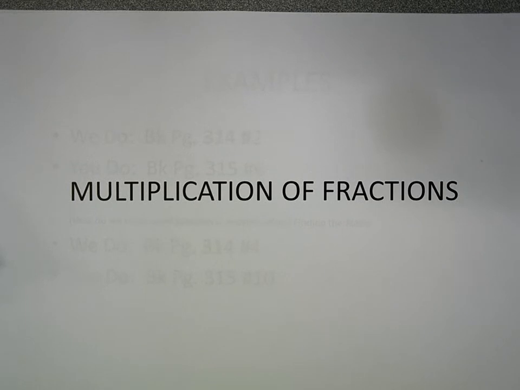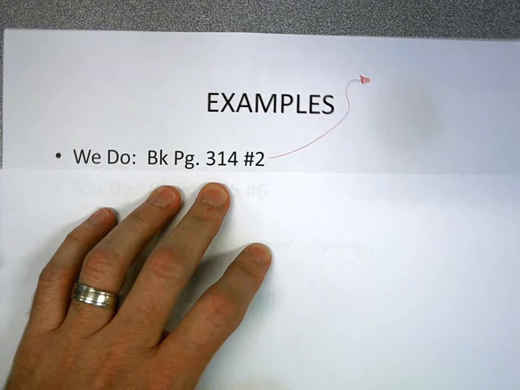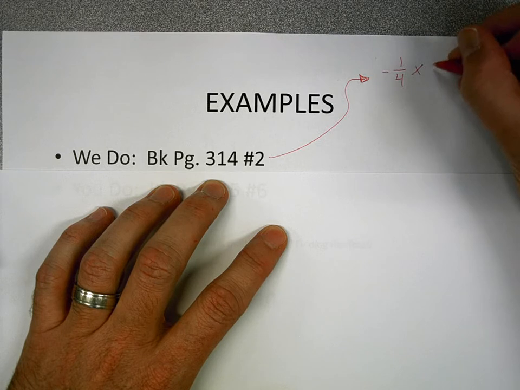So if you can go ahead and grab your book and flip over to page 314 and 315. 314 and 315. Okay, so for our examples, let's go ahead and take a look at page 314. All right, let's take a look at problem number two. We're going to start off with an easier type of problem here. Number two is negative 1/4 times negative 8/9.